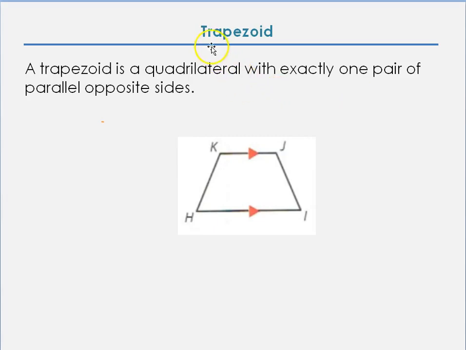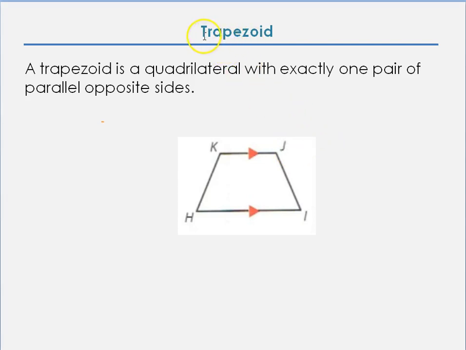And last of our classification of quadrilaterals is the trapezoid. The trapezoid is a quadrilateral. That's a four-sided figure with exactly one pair of parallel opposite sides. So in this figure, KJ and HI are parallel, but HK and IJ are not.